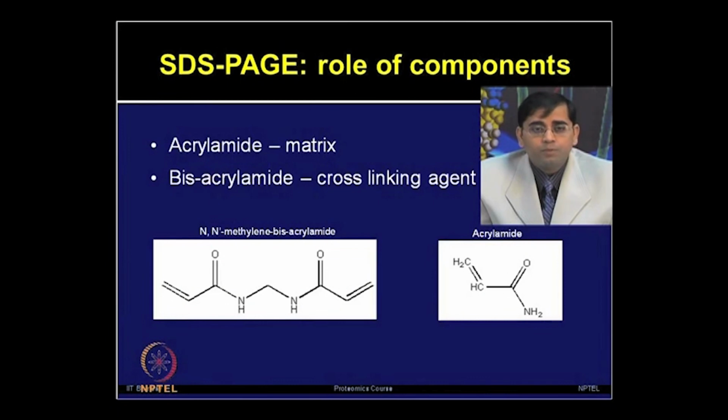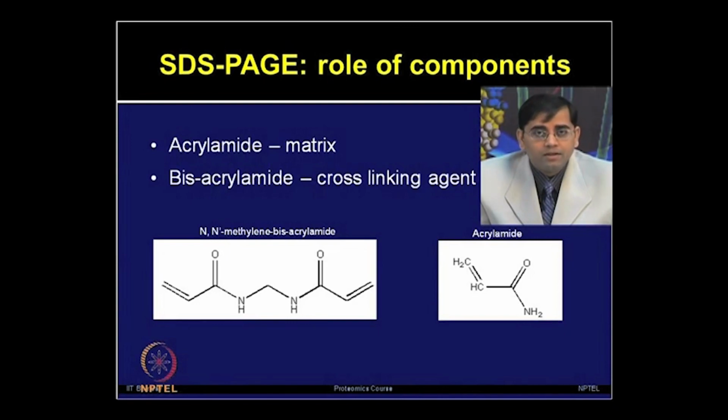Acrylamide provides the matrix or gelling for making the gels. Now, bisacrylamide is a cross-linking agent. By adding both acrylamide and bisacrylamide in a fixed ratio, one can make this gel by adding the gelling agent and the cross-linking agent. But that itself is not sufficient to polymerize the gel.